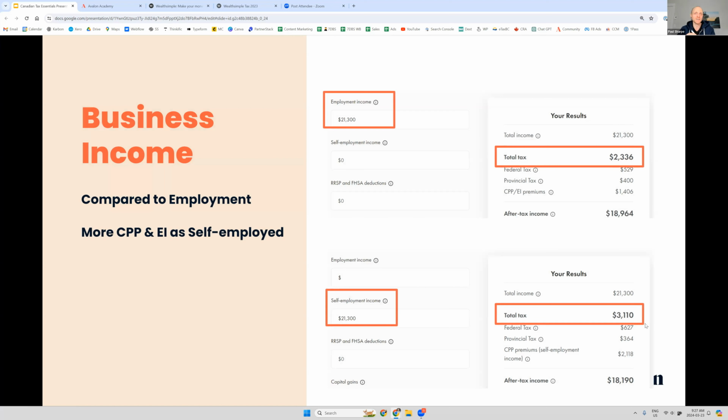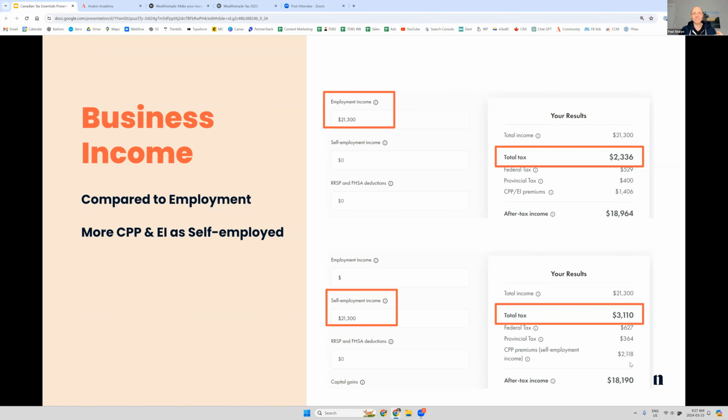$3,110. And that's because CPP, typically when you're employed, you have an employee portion that gets deducted off your paycheck and remitted to the government. And that's what we would see here of 1,406. But if you're an employer or if you're self-employed, there's also this other portion that you have to pay. As a self-employed person, you're paying the amount that you would normally pay as an employee and the amount that you would normally pay as an employer. So you're going to have to pay this extra amount. So that's something to watch out for.